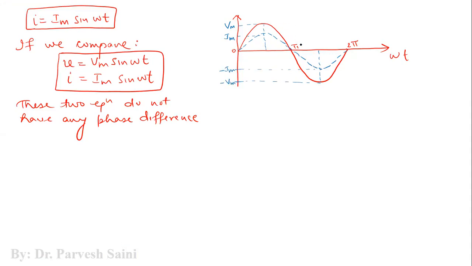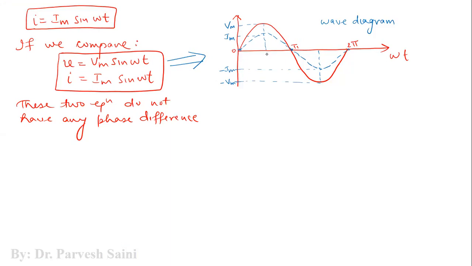So this is the wave diagram of these two equations. Now in this wave diagram, you can see that both the signals are starting from zero. They are crossing zero at pi radians and completing their one cycle at 2 pi radians. So this shows that they do not have any phase difference.